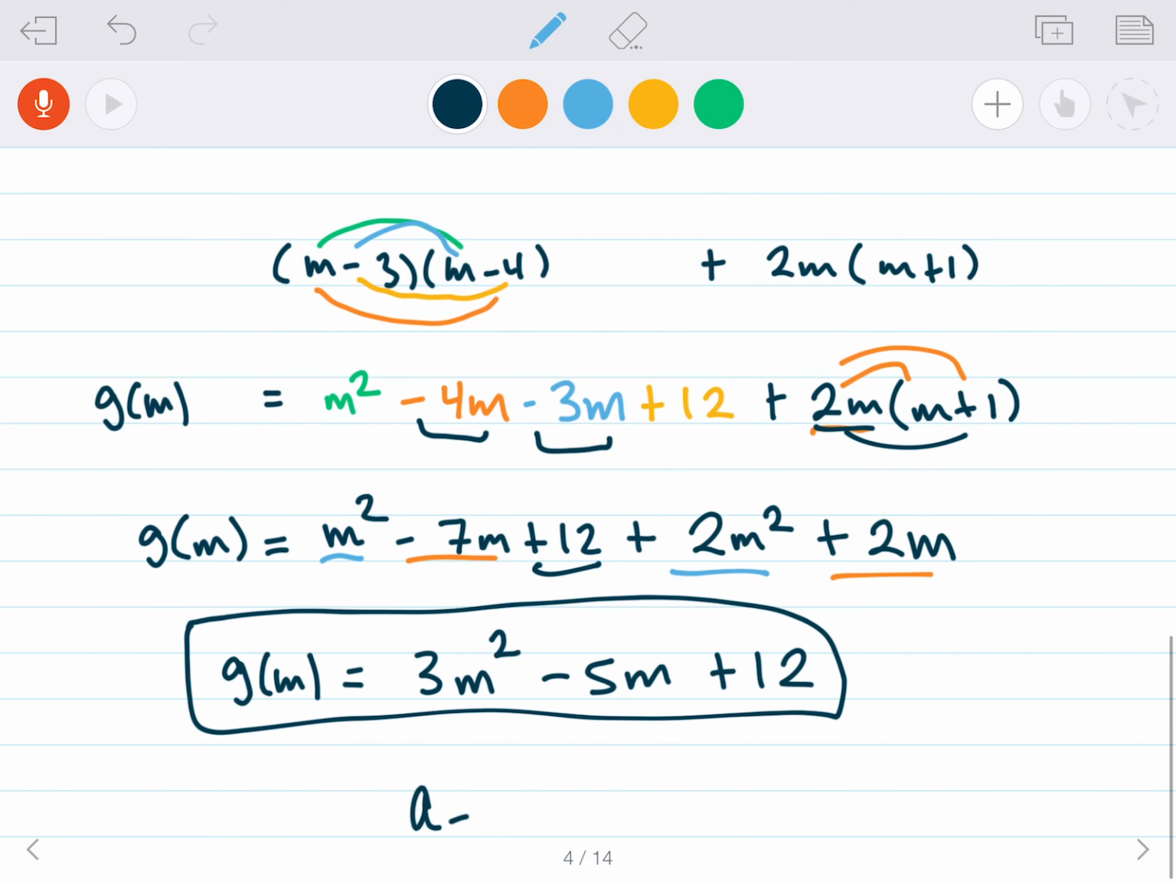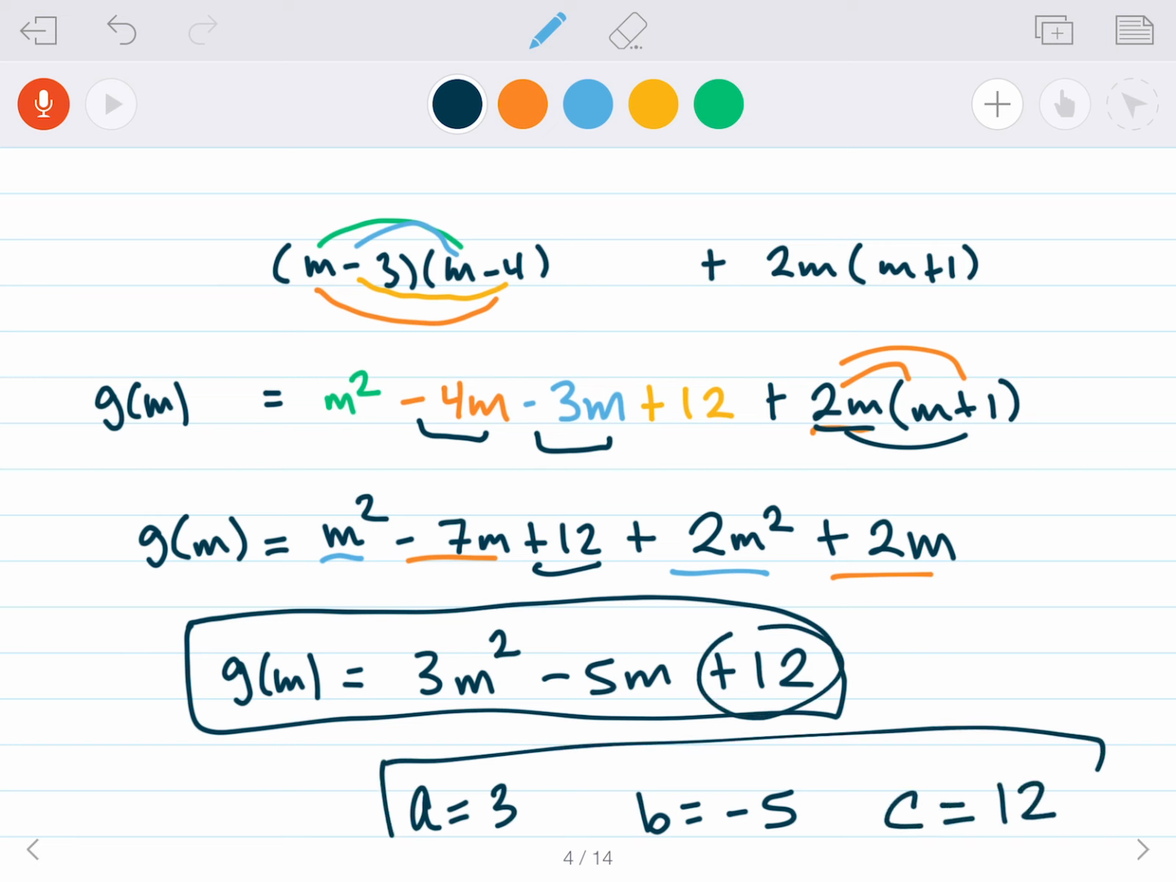So a is attached to the squared variable, which in this case is m instead of x. So a is going to be 3. B is going to be the number attached to the x variable, in this case m, which is going to be negative 5. And c is our constant, which in this case is 12. So that's our answer there.